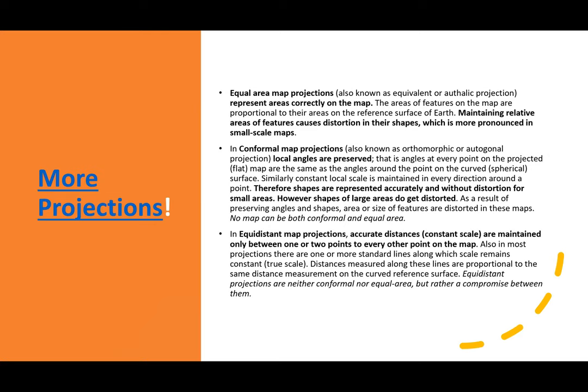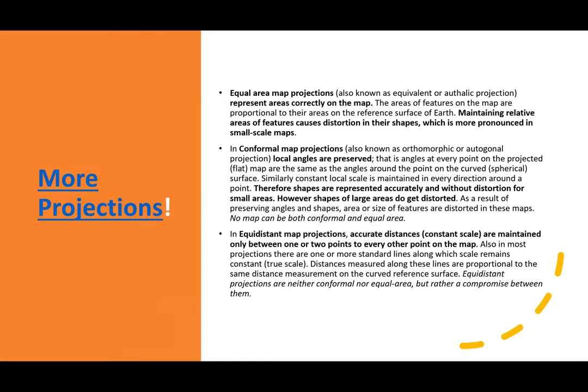Equal area map projections, also known as equivalent or orthotic projections, represent areas correctly on the map. The areas of features on the map are proportional to their areas on the reference surface of Earth. Maintaining relative areas of features causes distortion in their shapes, which is more pronounced in small scale maps though.